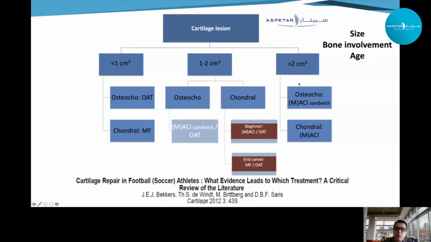And as you can see, whenever we have an implication of the bone, we need to address the subchondral bone as well, either with OATS or with a MACI, with a bone grafting, which is the sandwich technique. But it's also important to understand that since we know the longevity of these techniques, for a beginner, it's better to use a long-standing technique like ACI, compared to an end of the career patient. And this was already published 8 years ago.